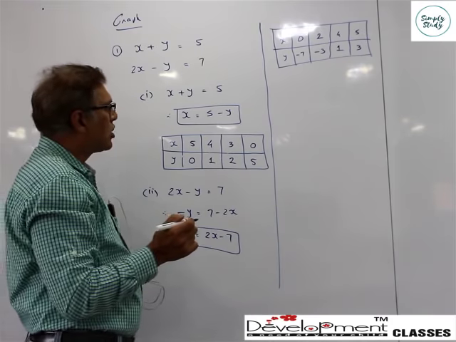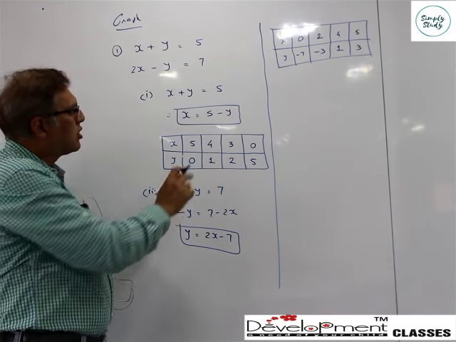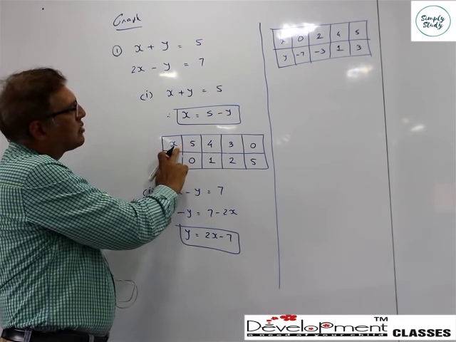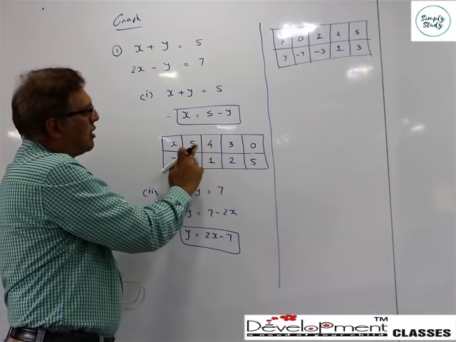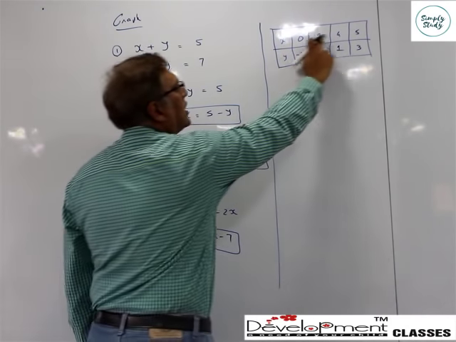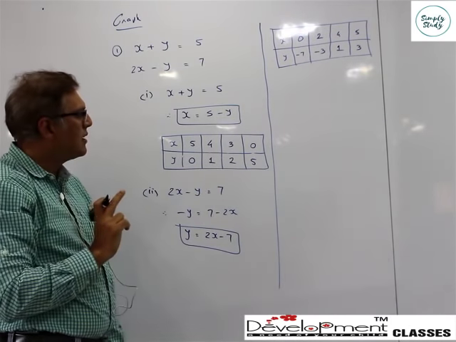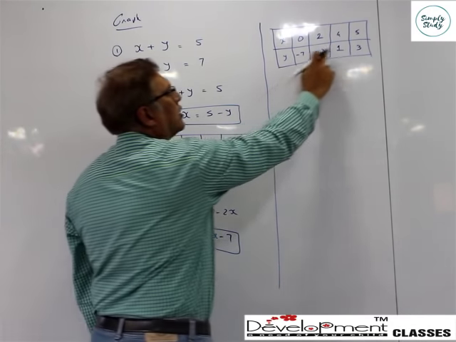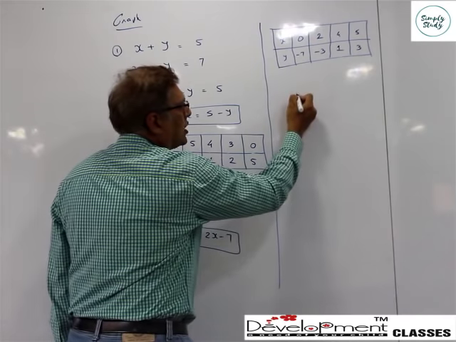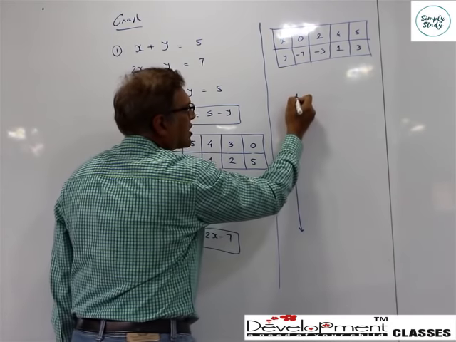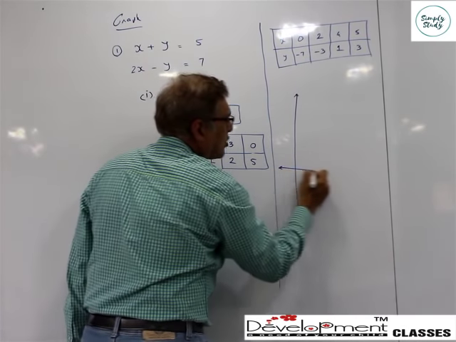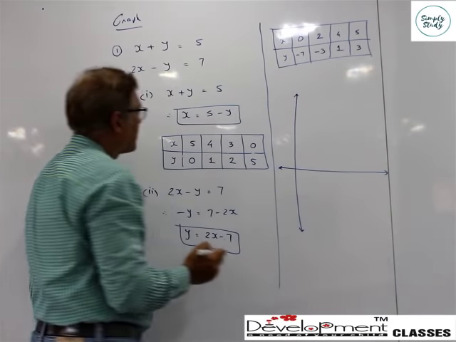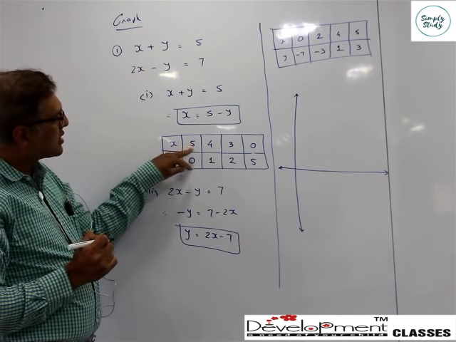Let us try to plot the graph. First you have to check that on the x-axis we have all positive values, 5, 4, 3, 0, and here also all positive values are there. And on the y-axis we have positive as well as negative values. So the y-axis you have to build like this, positive as well as negative, and on the x-axis you can take only positive values. Just find out the limit on the x-axis.